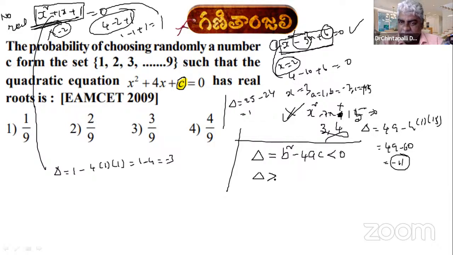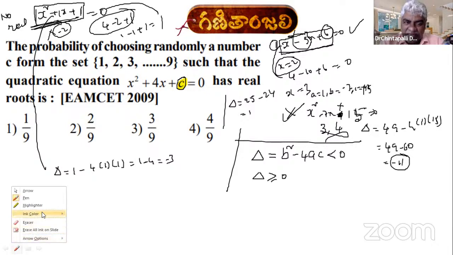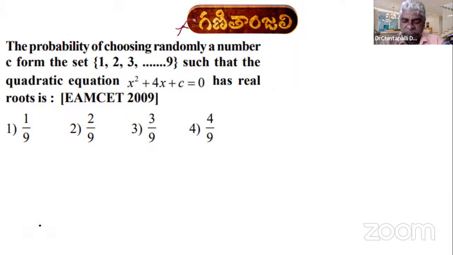That means delta can be 0 and can be greater than 0. Delta should be greater than or equal to 0 to have real solutions. For any quadratic equation to have a real solution, its discriminant must be greater than or equal to 0. Now, take this given quadratic equation.